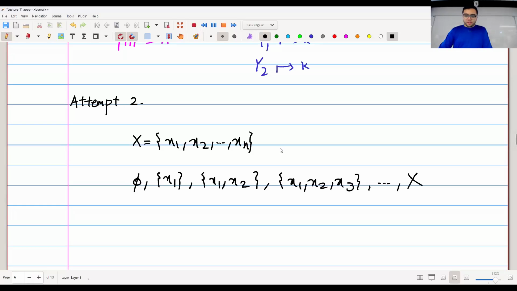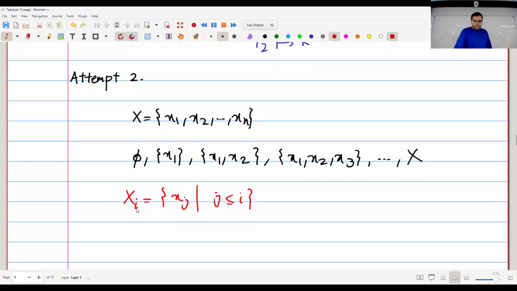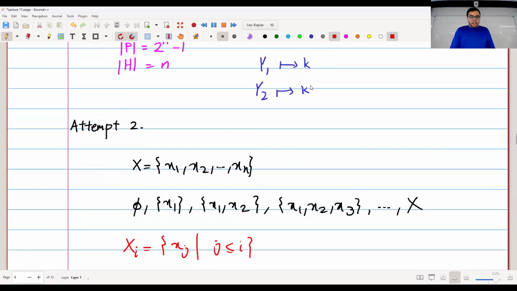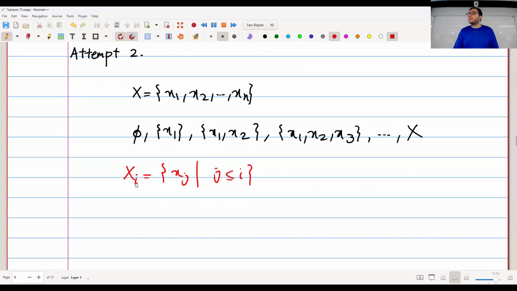Generally, I'm going to look at subsets of this form, Xi, which is going to be all the xj's where j is less than or equal to i. So Xi is the first i elements of x. And this is by some order. I don't care what the order is. I just ordered the elements of x in some order, and then I say Xi is the first i elements of x. Great. Now I say that my pigeons are these Xi's.